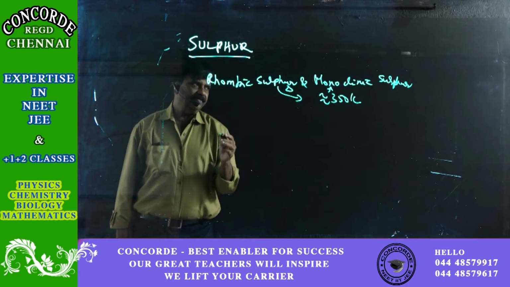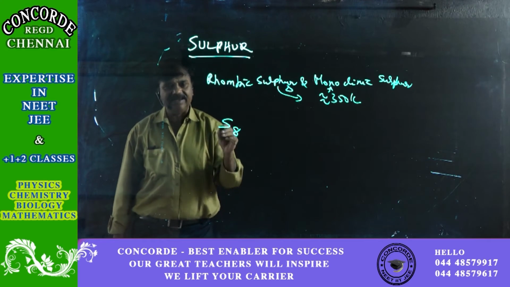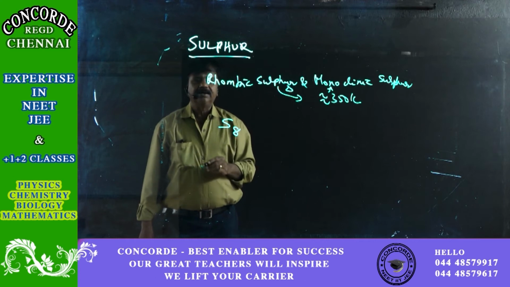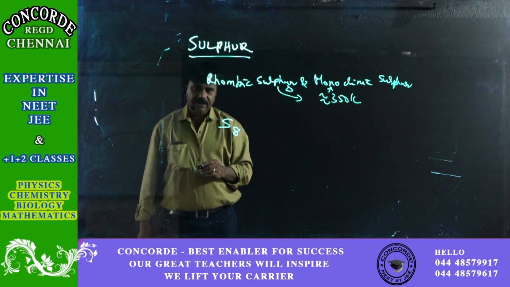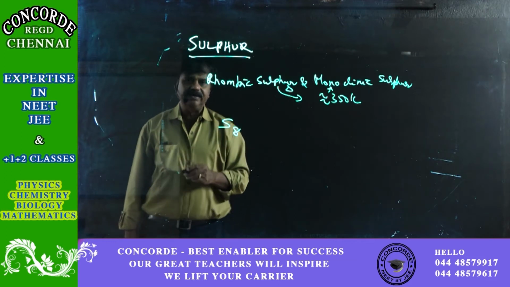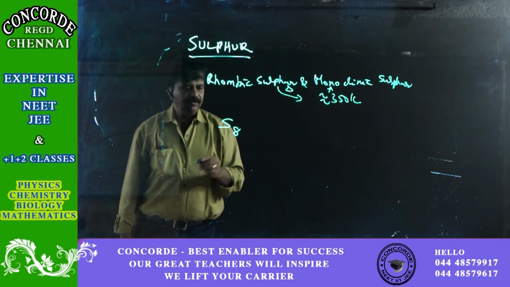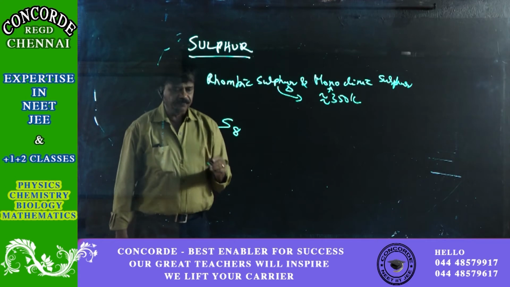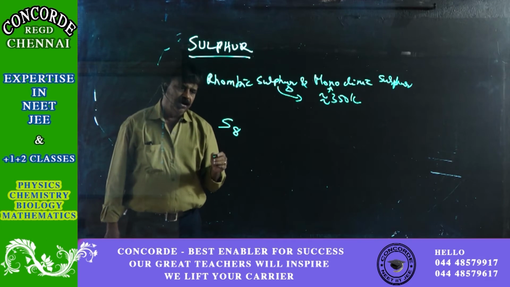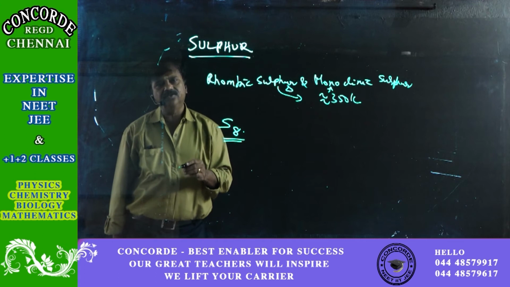Both in rhombic sulfur as well as in monoclinic sulfur, sulfur is available as S8, where the sulfur atoms are attached to each other. Like in phosphorus it is P4, for sulfur it is S8. Sulfur is also one of the important compounds, very much required for making sulfuric acid and other compounds.